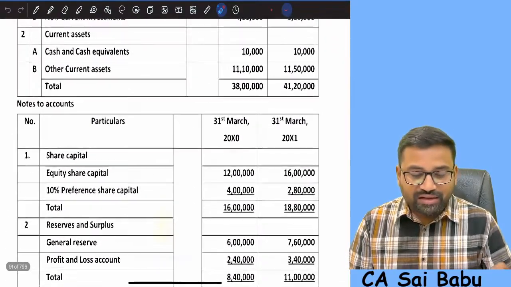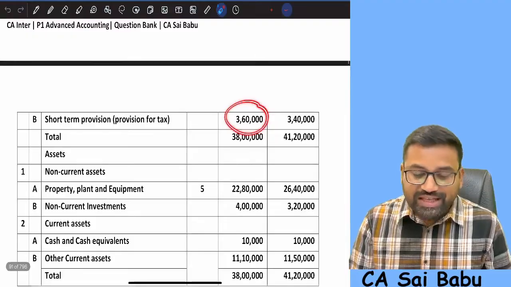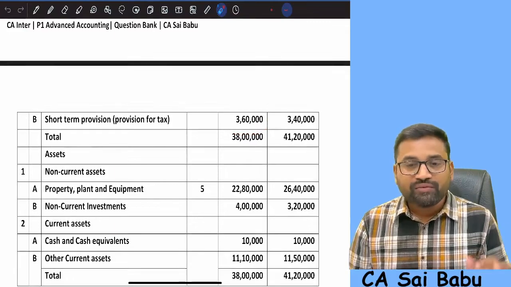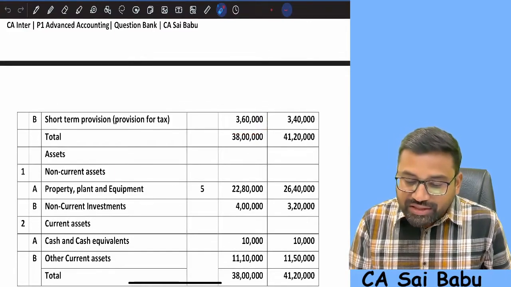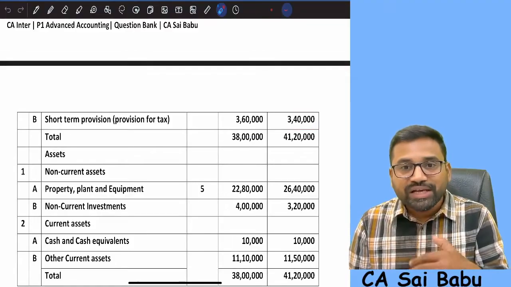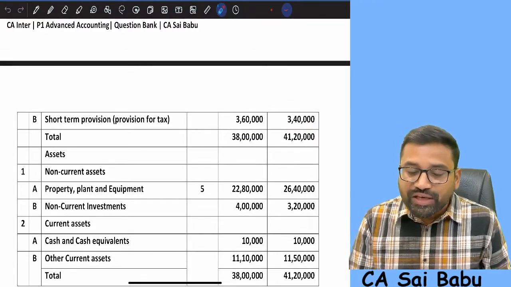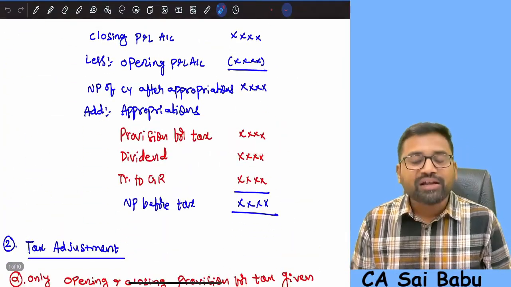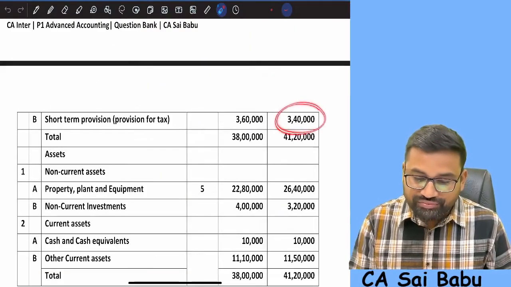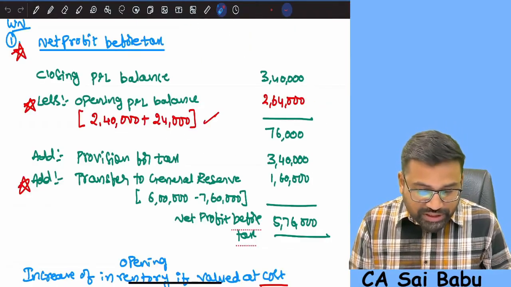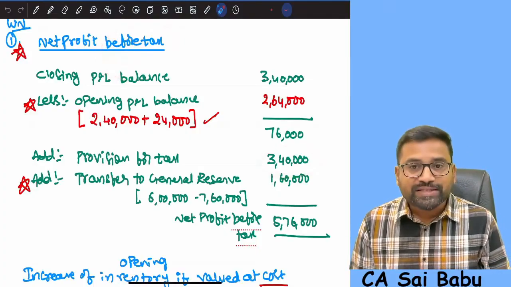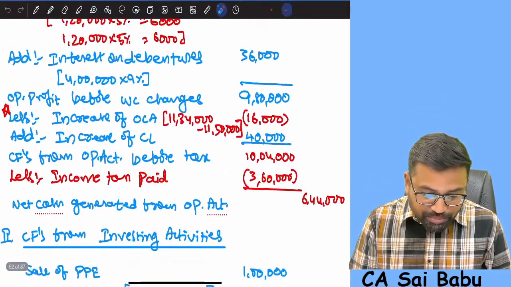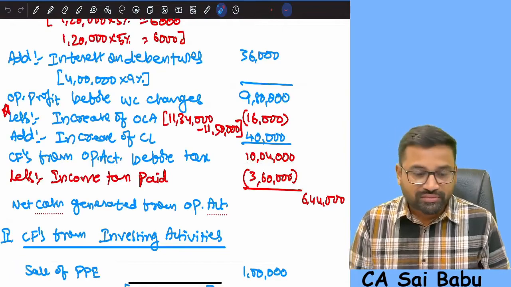If this is the case, sir, what we need to do is whatever the opening provision is there, it is assumed paid during the year. Therefore, tax paid during the year is 3.6, which we will consider in cash flow from operating activities. This 3.4, whatever is there at the end of the year, it is nothing but provision for tax of the current year. So when you are ascertaining net profit before tax, if it is not given in the question, you need to add back current year provision for tax, in this case 3.4. So if you look at the solution, see this, to ascertain net profit before tax, we have added 3.4 lakhs. And also I will show you, to ascertain cash flow from operating activities, what income tax paid we have taken? 3.6, that is the opening provision. So this is the treatment.